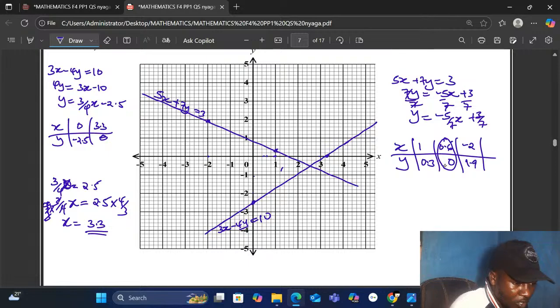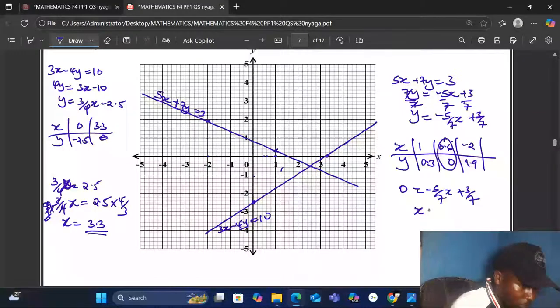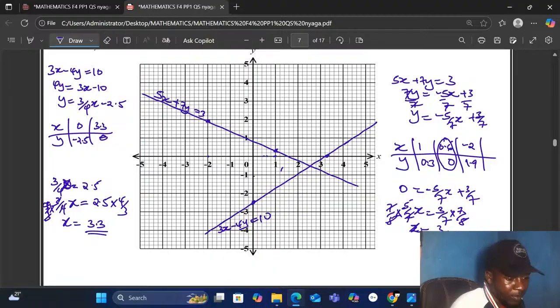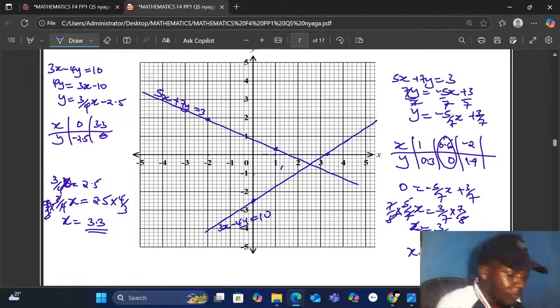On the other side, you can take y as 0. When you take y to be equal to 0, we shall have 0 is equal to negative 5 over 7. Then x will be equal to 3 over 7. Now 7 over 5, 7 over 5. So this one will be the value of x, and the value of x on the other side is 0.6.